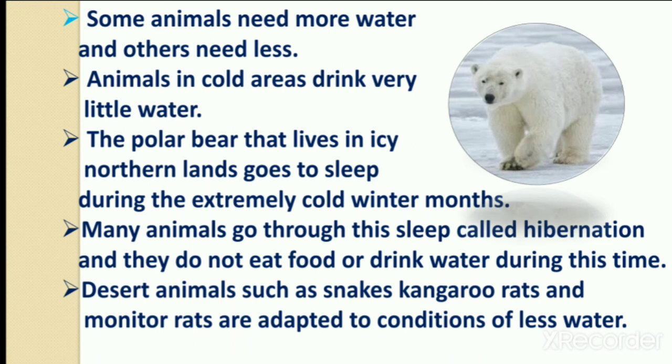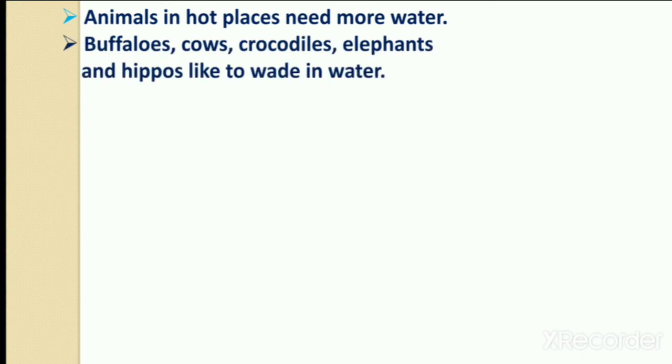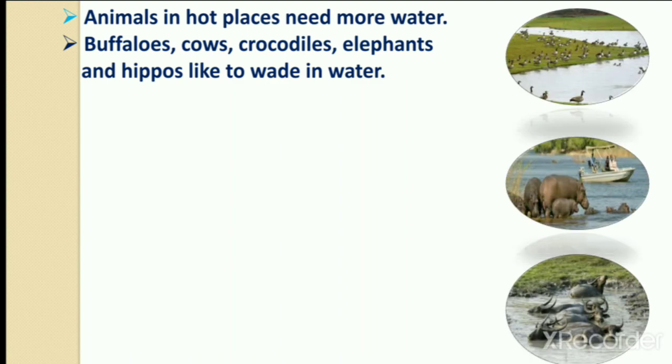Desert animals such as snakes, kangaroo rats, and monitor lizards are adapted to conditions of less water. Animals in hot places need more water. Buffaloes, cows, crocodiles, elephants, and hippos like to wade in water. You can see in this picture these animals need more water.